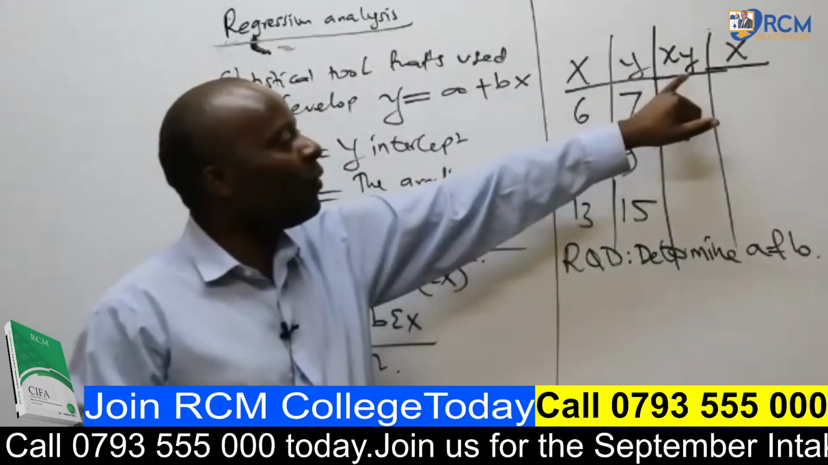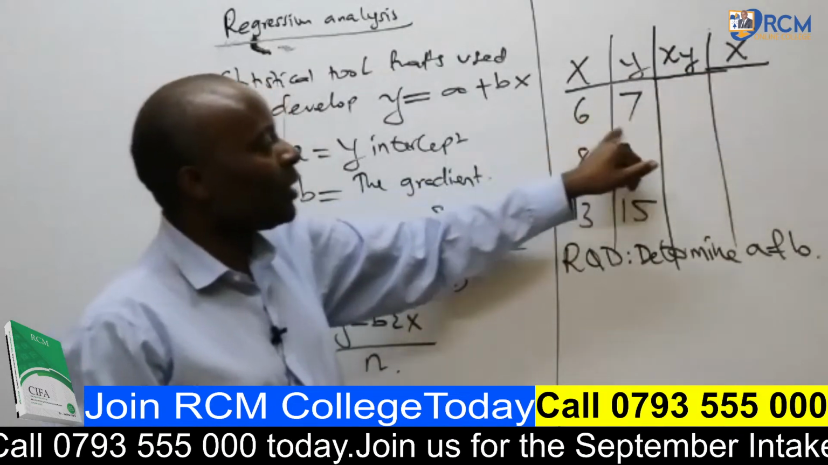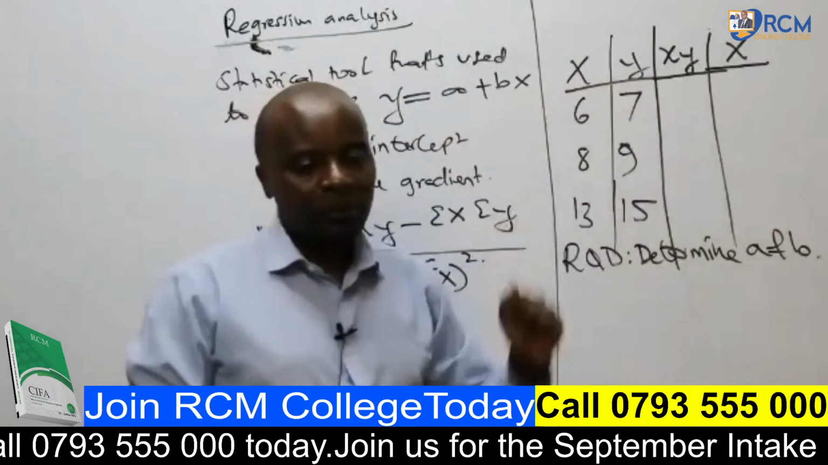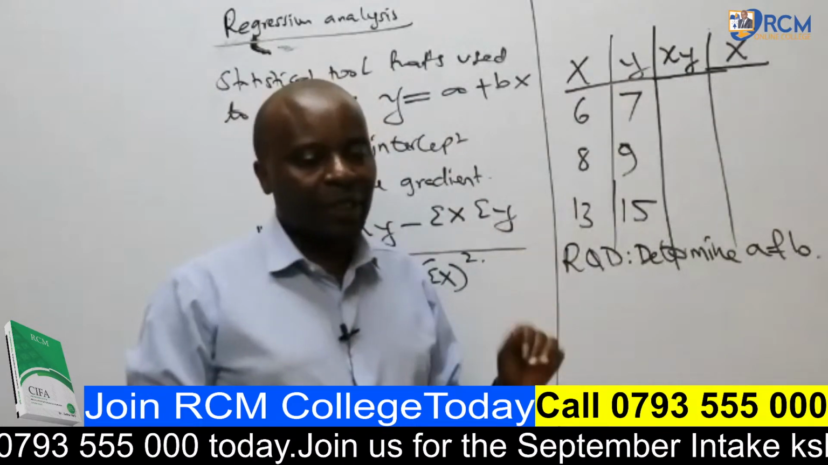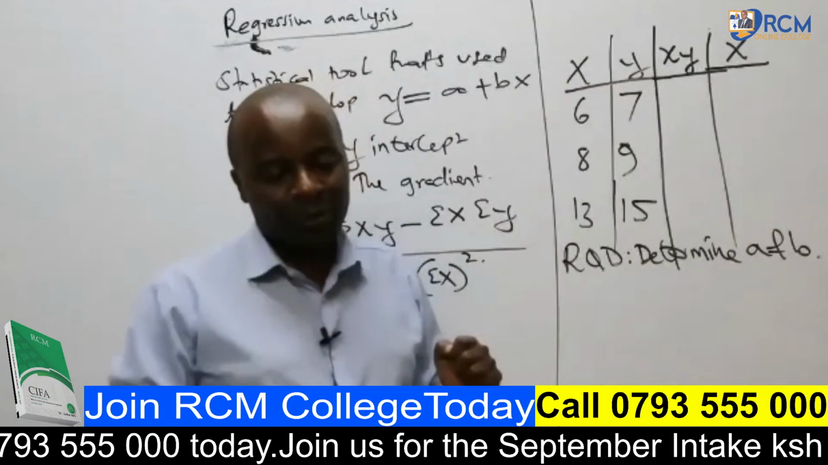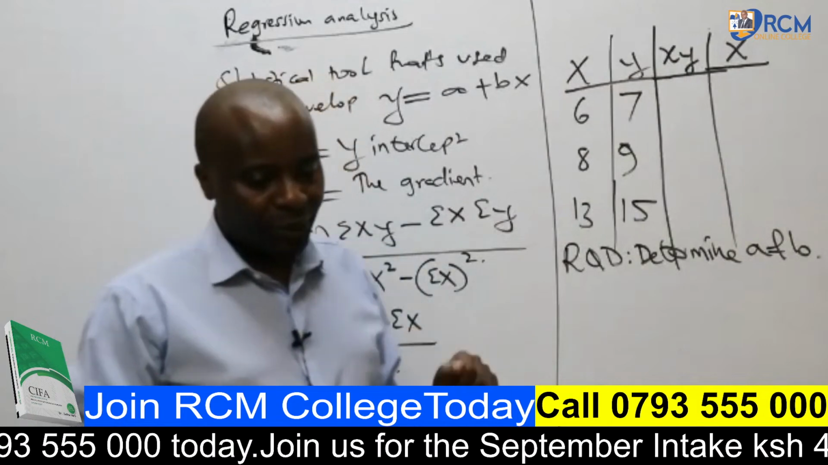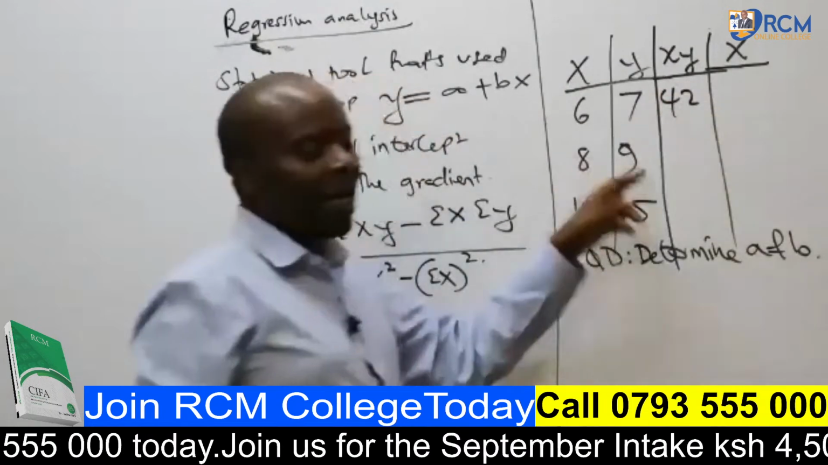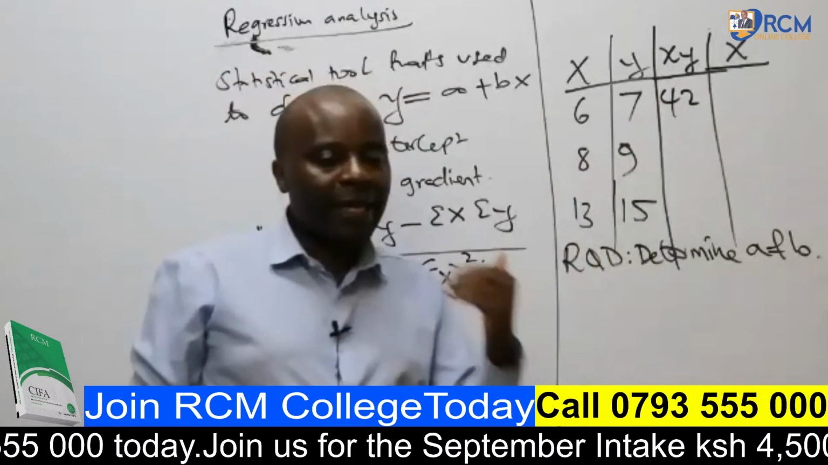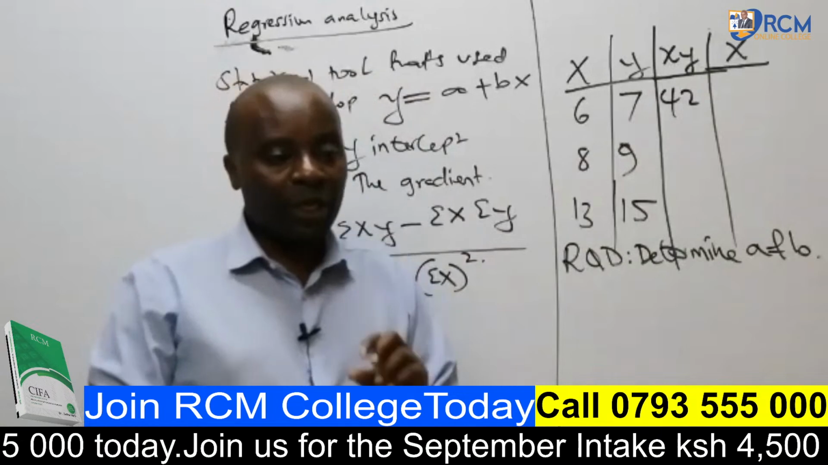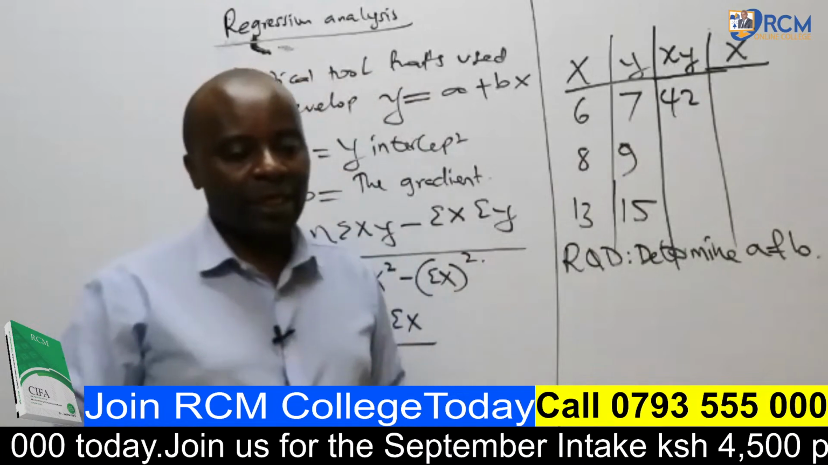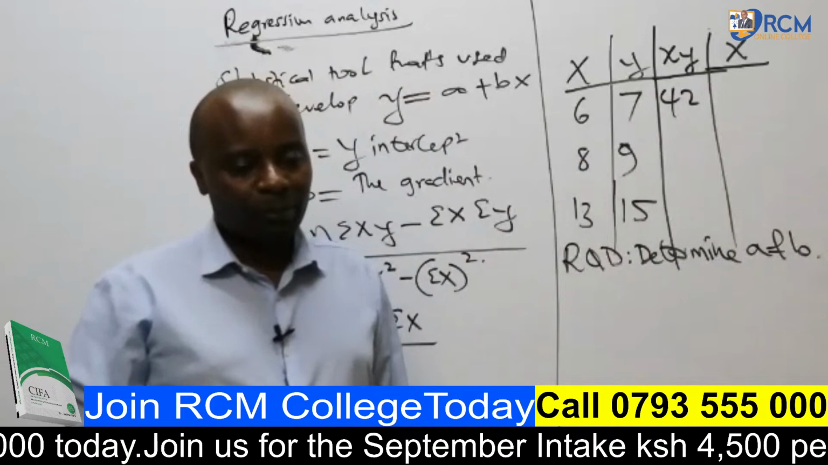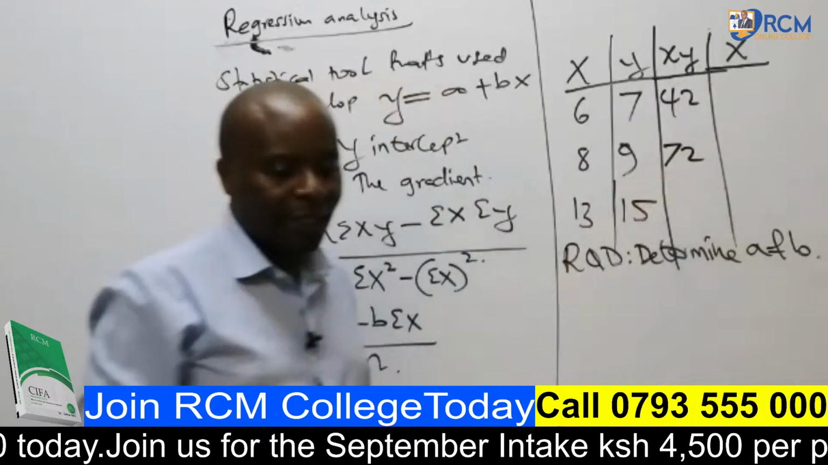So I need the column of XY first. What is 6 times 7? Somebody give me the multiples. 42. How about 8 times 9? I know the multiples, but I would want really you guys to be engaged in this. 72.